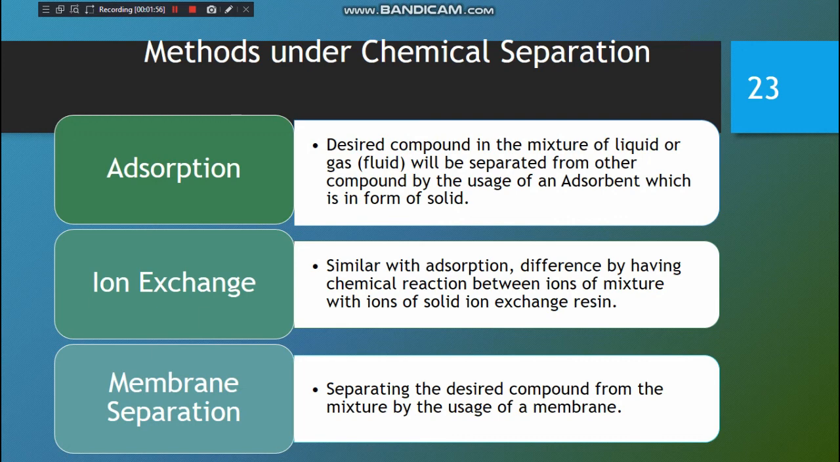And next, we will move to the next method under chemical separation, which is ion exchange, where the ion exchange definition is similar to adsorption, with the difference of having a chemical reaction between ions of the mixture and ions of the solid ion exchange resin.